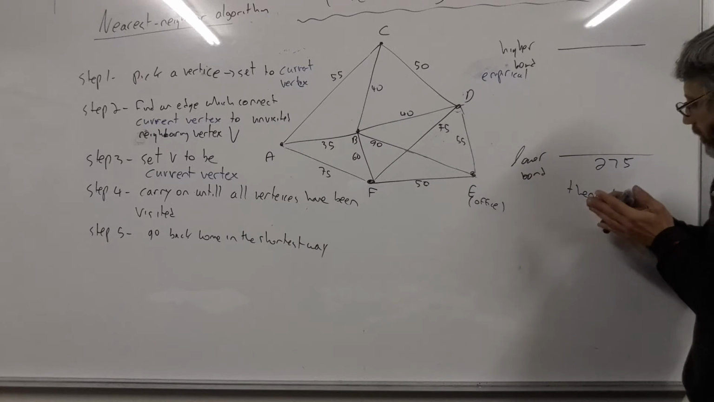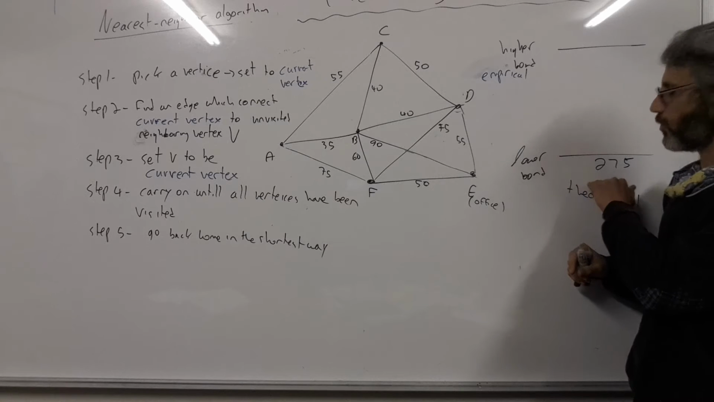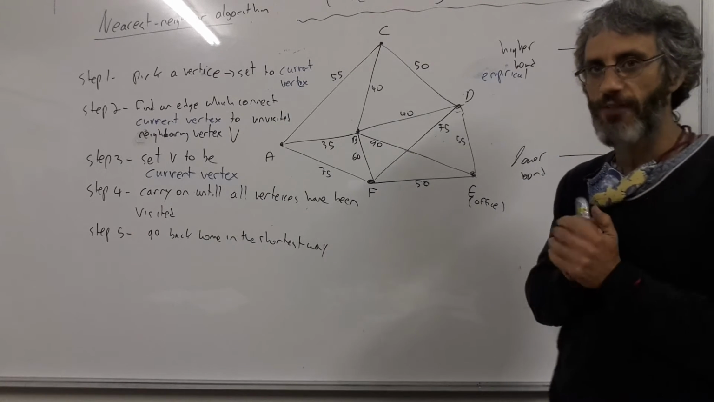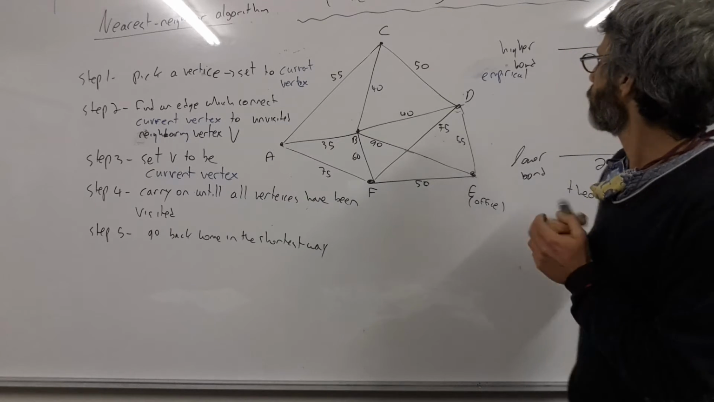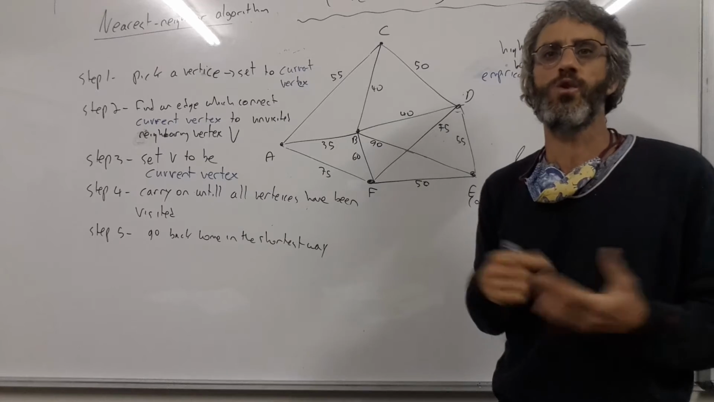We established that the theoretical lowest bound, we can't go lower than that. We're not going to find a solution that is less than 275, but it doesn't mean necessarily that we have a solution that is 275. So now we're trying to find the highest bound. The highest bound is basically your best solution so far.